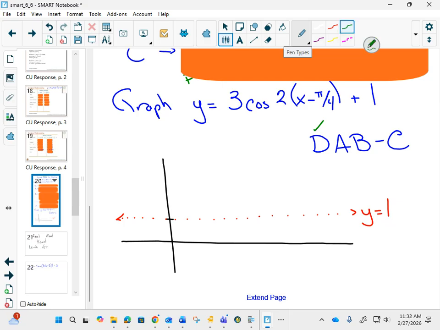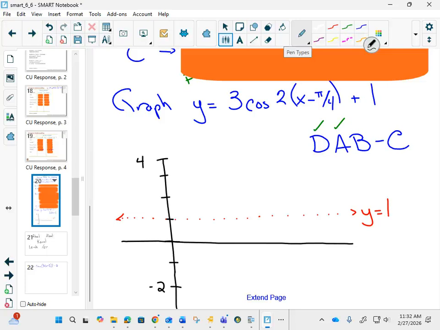Next, we use our A value. Our A value is our amplitude. Amplitude is the distance from your sinusoidal axis to a maximum or a minimum. So all we're going to do with the A value is go up 3 and label that height as 4, go down 3, and we're going to label that minus 2. That's all we have to do for our amplitude. I'm going to put a check mark.